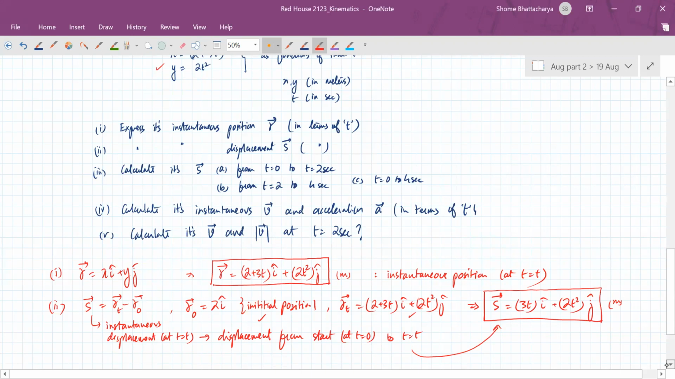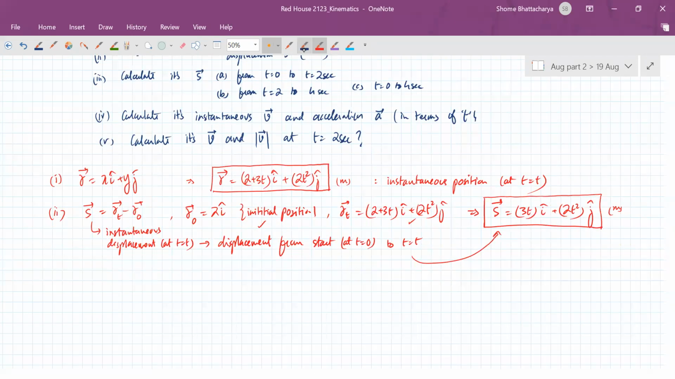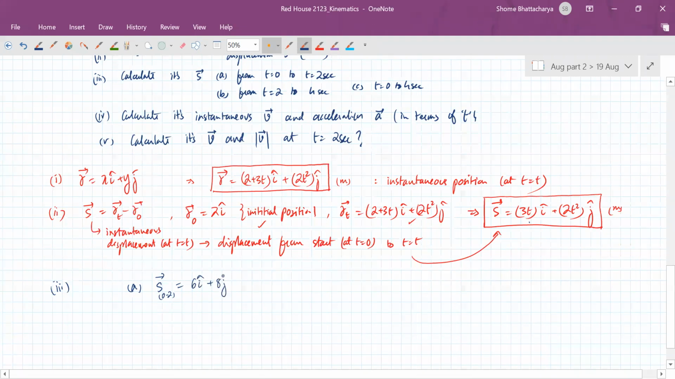Okay, so now all we have to do in the third part is substitute the values here. For the first part, we want the displacement from 0 to 2 seconds. So it's basically just the value of this instantaneous displacement at 2 seconds. So substitute the value of t as 2 seconds here, and you'll get 6 i cap plus 8 j cap.